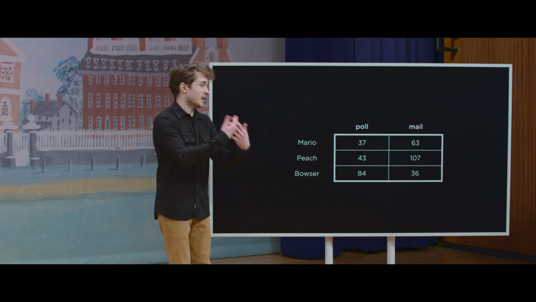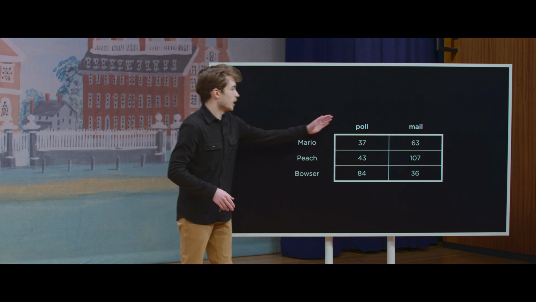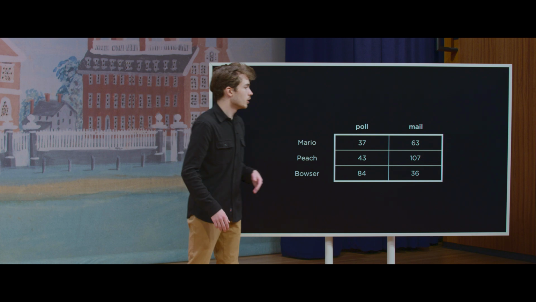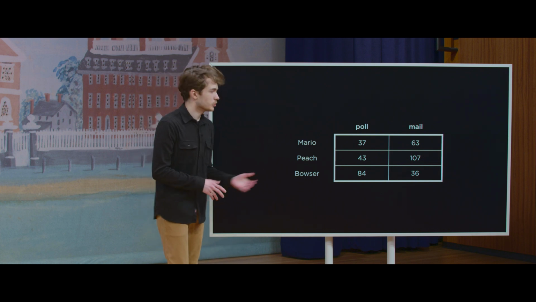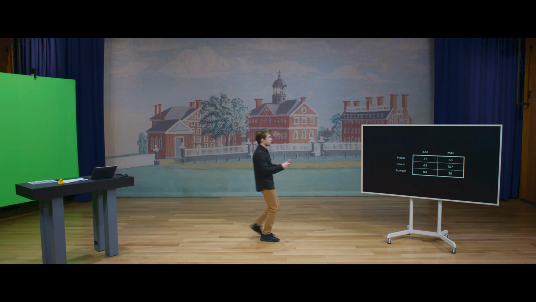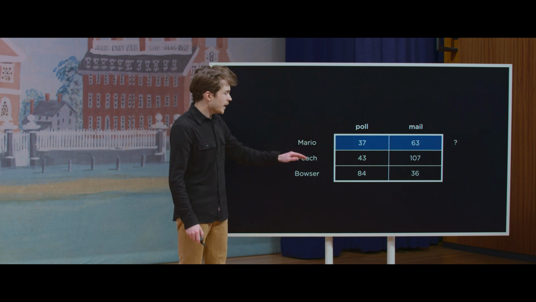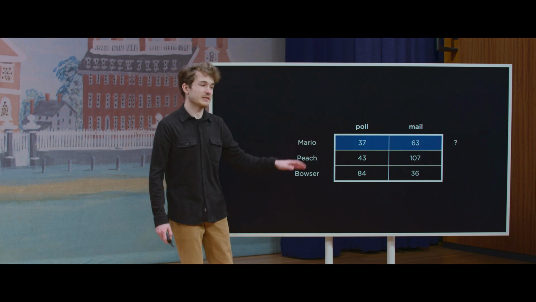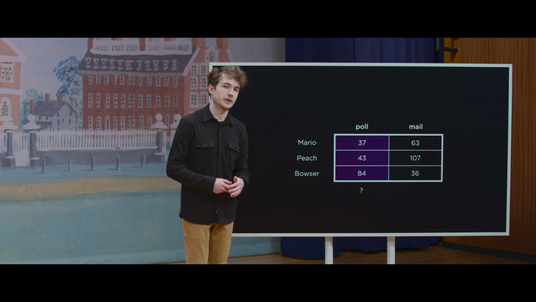That is, for each candidate, what was the sum of their votes? And then for each voting method, like poll or mail, well, how many votes did we receive overall in those columns too? So to visualize, let me grab my clicker over here. To visualize, let's say that we wanted to find Mario's total votes. Well, we would just sum up the row for Mario here. And then if we wanted to find the total number of votes we received at the poll or in the mail, we would sum up each value in these columns here.